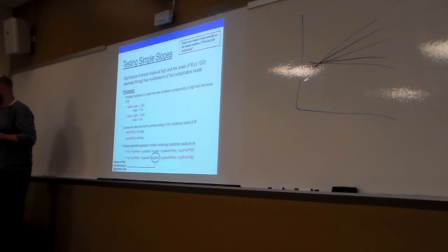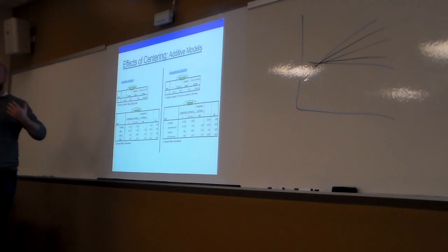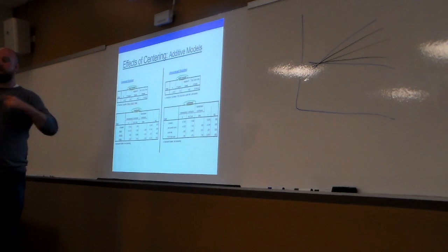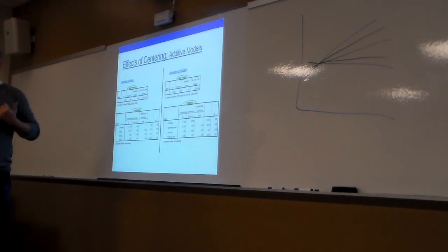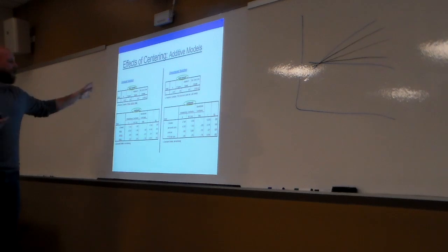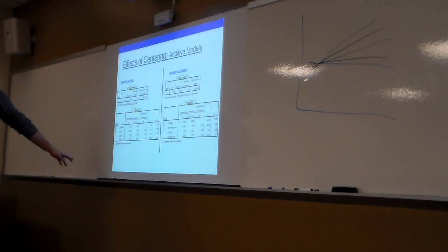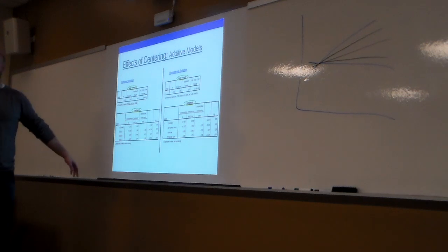I wanted to touch again on the effects and impacts of centering on our regression models. If I'm looking at just my additive regression model, comparing my centered and my uncentered solutions, everything is going to be the same in terms of my model summary, right? This is just testing my R-squared value. Is my R-squared significant? R-squared is the same, identical. Coefficients are identical except for, which one, Nick? The constant. My constant will be different.